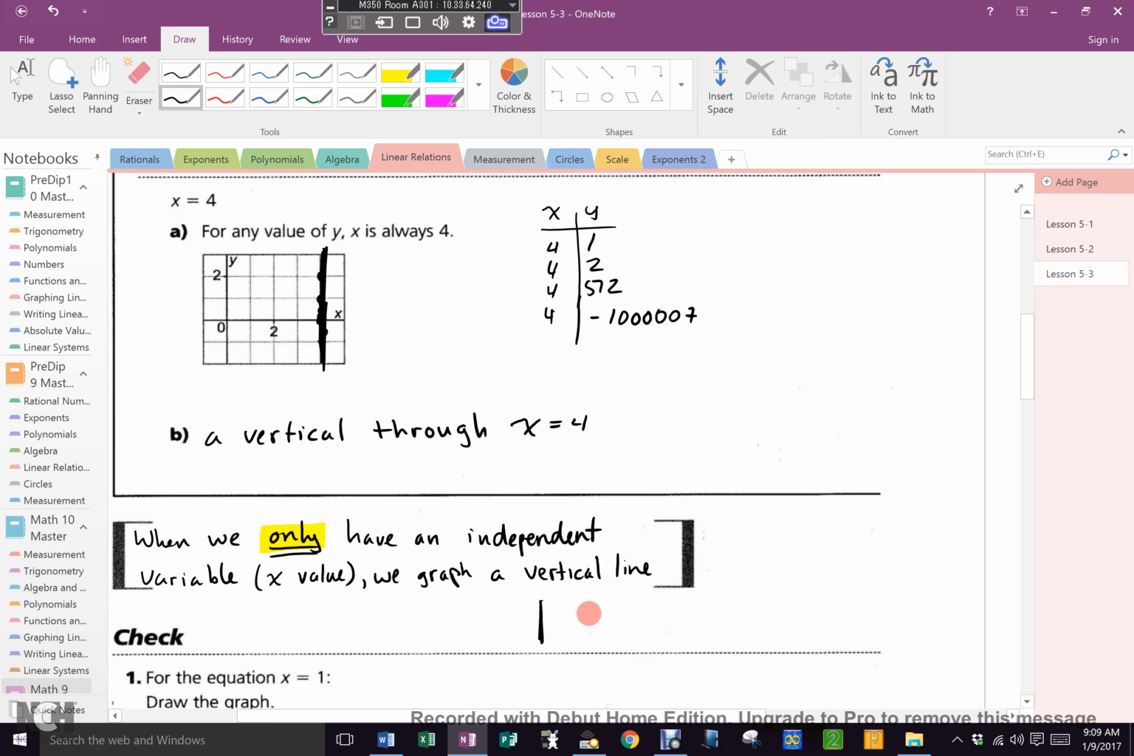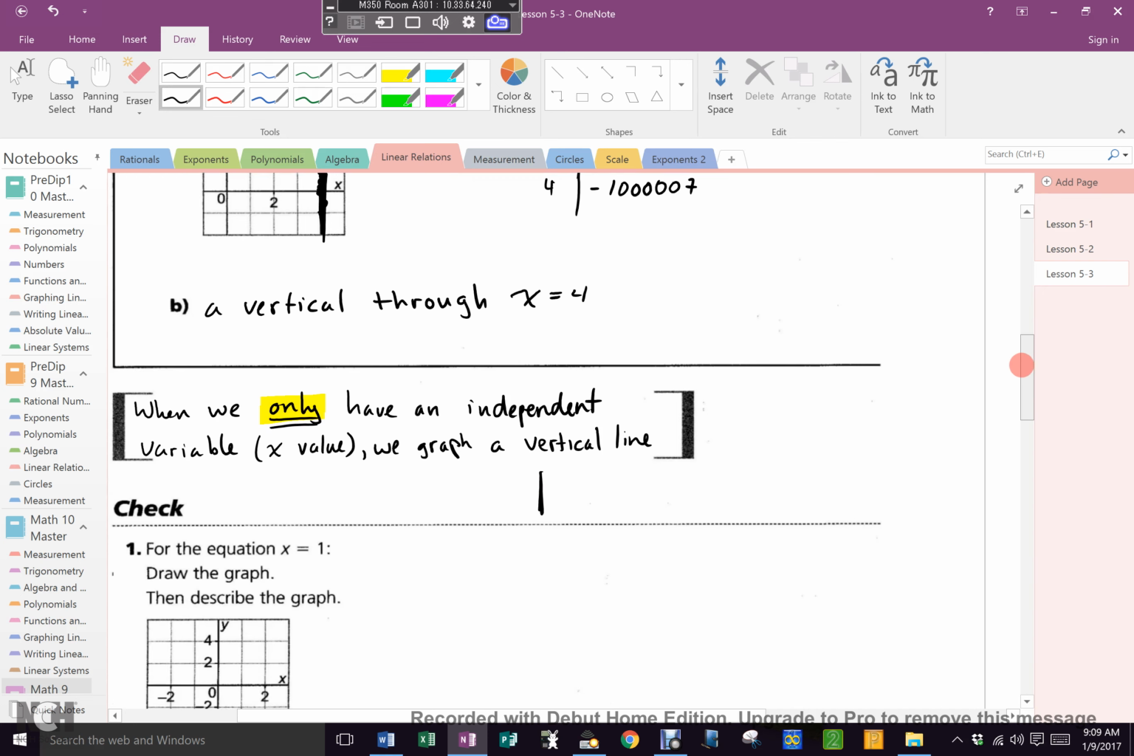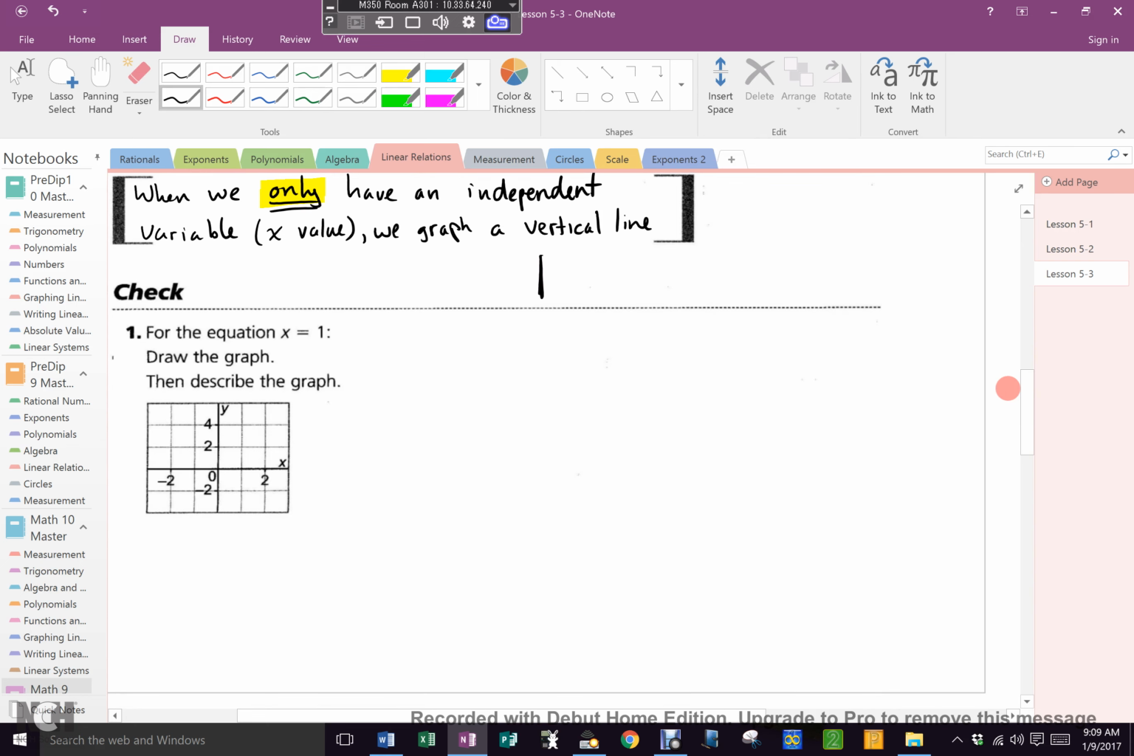Everybody good? All right. So here's a graph. What's it look like? Where do you put your dot? At 1. And what do you draw there? What kind of line? Vertical. That's all there is to it. It's not hard, is it? No. Now, let me ask you this.